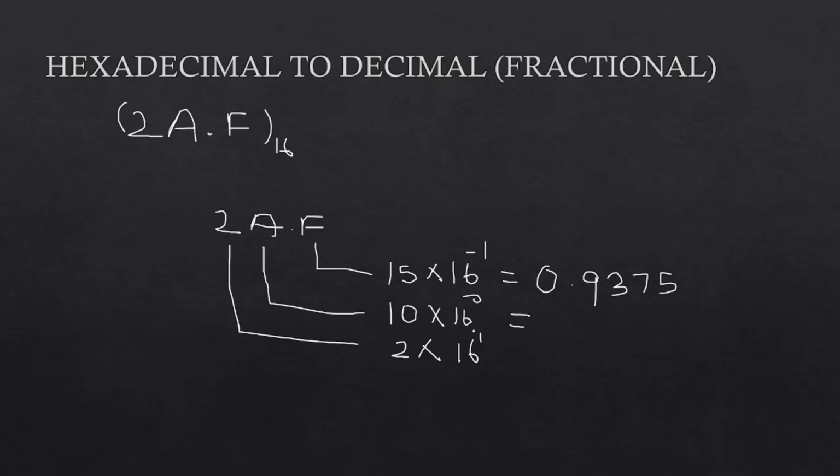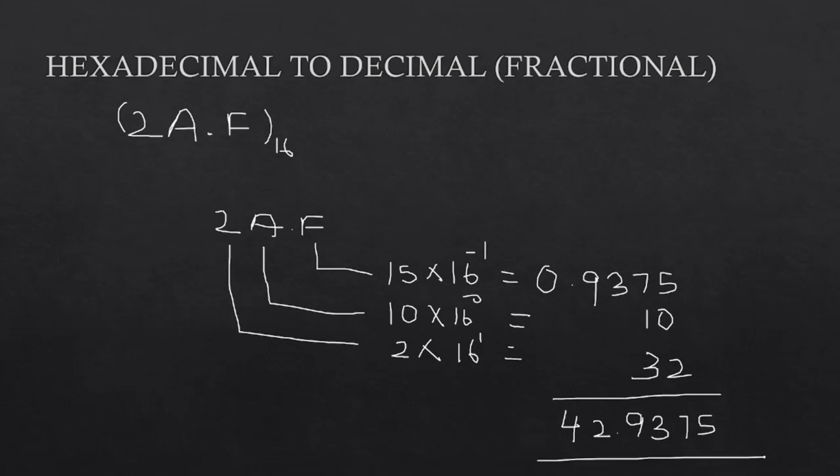Next, what? 10 into 16 to the power of 0. 16 to the power of 0 is 1. So 10 into 1 is nothing but 10. Okay. And after that, you have to mention here 2 into 16, which is nothing but 32. So if you add everything, you will get the answer as 42.9375.